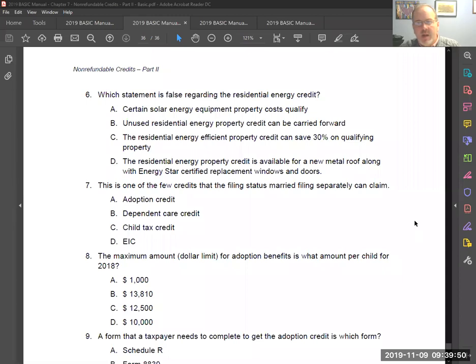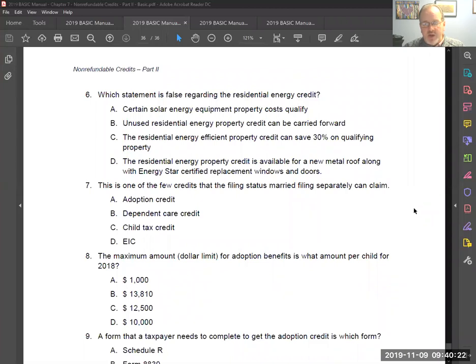Okay, so we're back on, we're on number 6. Which statement is false regarding the residential energy credit? Basically this one, everything else that we talked about, the 30%, the carry forward, solar energy equipment qualifies. The answer is actually D. This is a credit that's had 9 lives in previous years and just doesn't seem like it ever wants to go away. But this one is D.